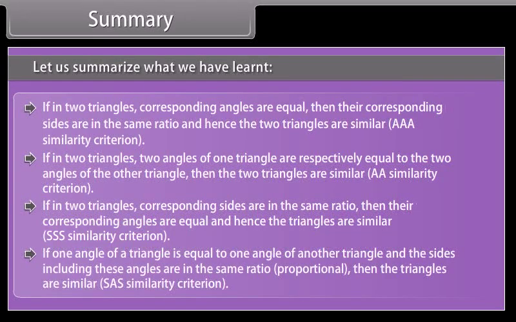If one angle of a triangle is equal to one angle of another triangle and the sides including these angles are in the same ratio, proportional, then the triangles are similar, SAS similarity criterion.